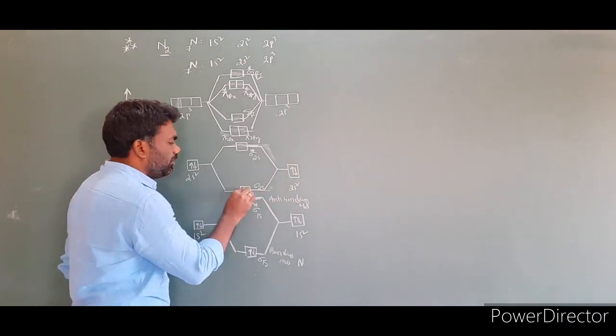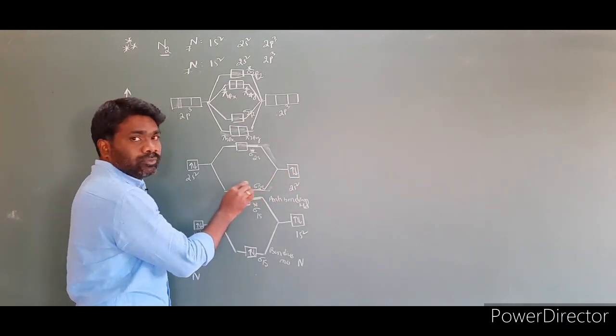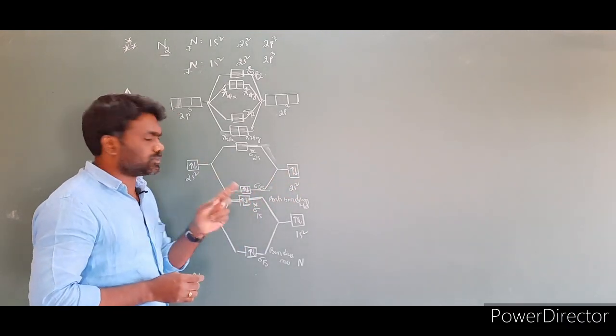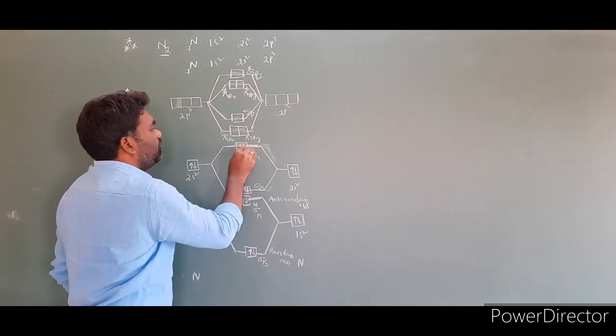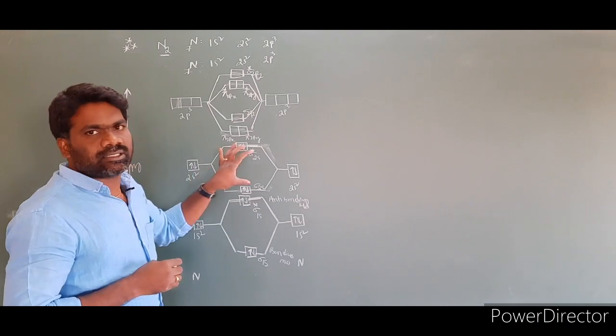First we have to fill in bonding, 1, 2. Each box can contain a maximum of 2 electrons only, so it is filled. Then go to the next one, 3, 4. So in this case also the electrons are filled.